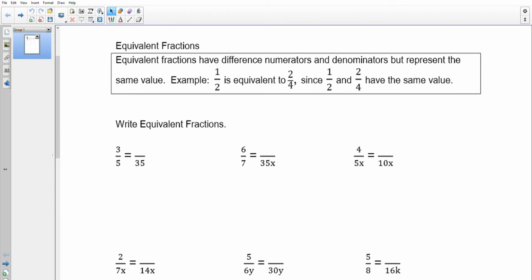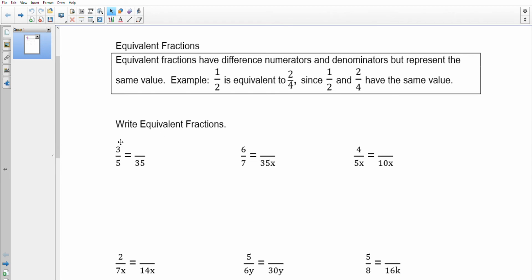In this video, we will write equivalent fractions. Equivalent fractions have different numerators and denominators, but represent the same value. For example, 1/2 is equivalent to 2/4, since 1/2 and 2/4 have the same value.